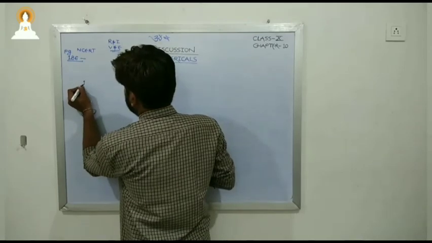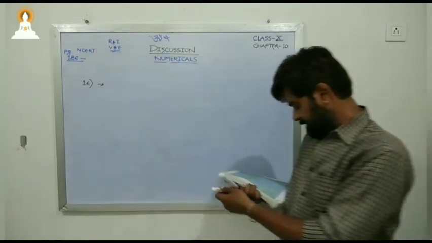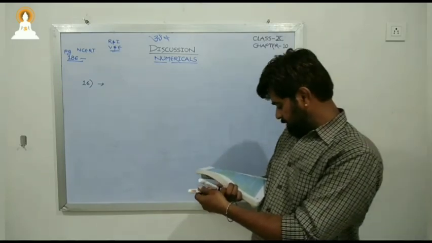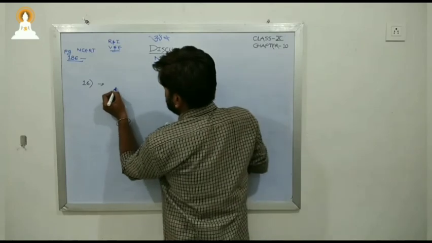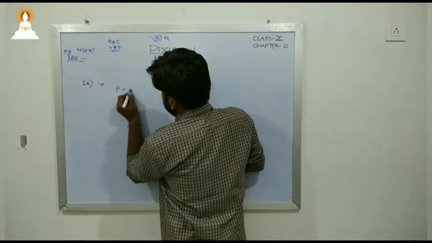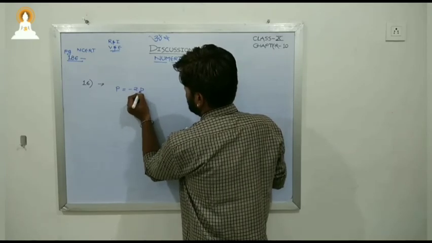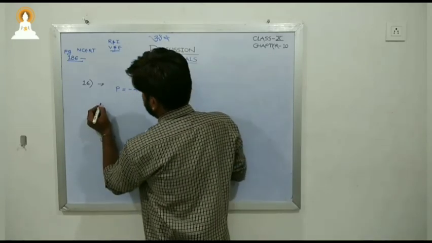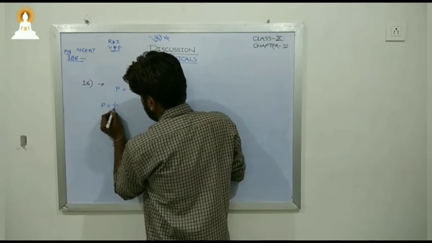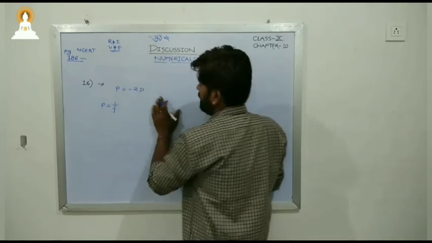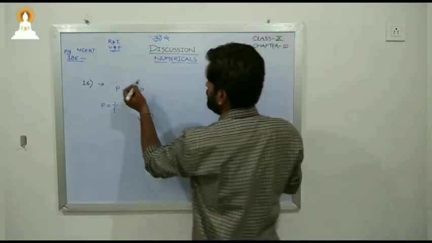Question number 16 says find the focal length of a lens of power minus 2D. What type of lens is this? Now they have given lens, power of lens is minus 2D. We know that P is equals to 1 upon f. So see, minus 2D. Power is negative.